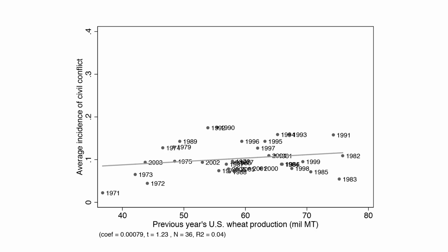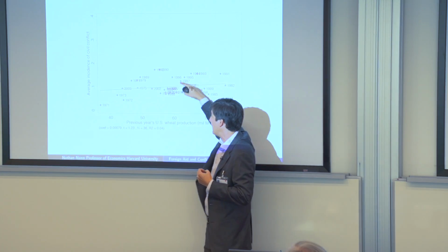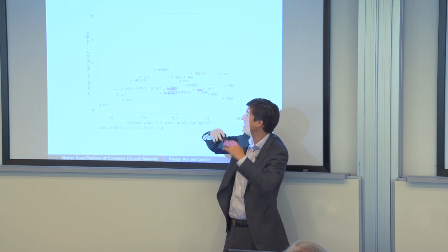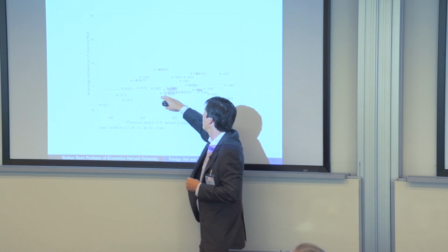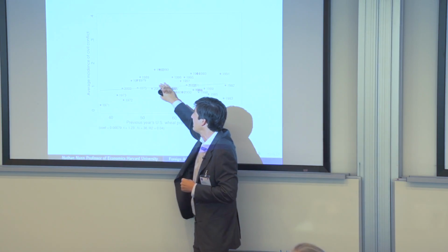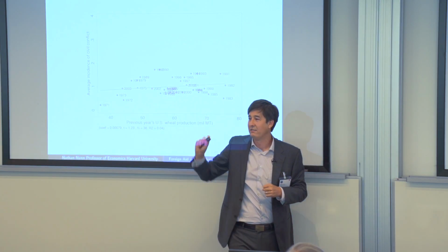These are the same countries that are otherwise very similar, but they don't receive wheat aid from the US. Okay? And again, in the paper, there's a lot you can do to try and make them more comparable. And so, given the previous year's wheat production, you don't see this positive relationship with the average incidence of conflict.